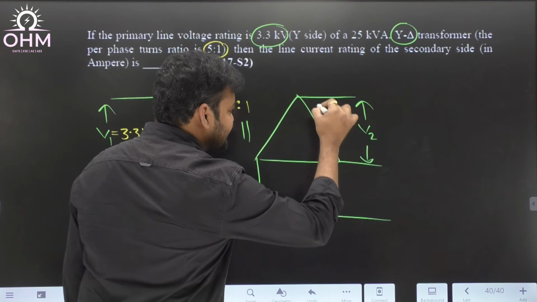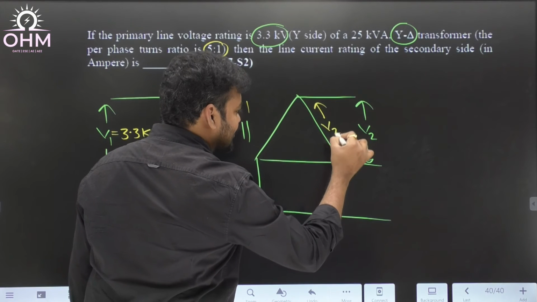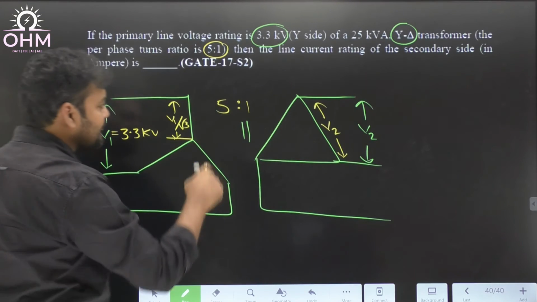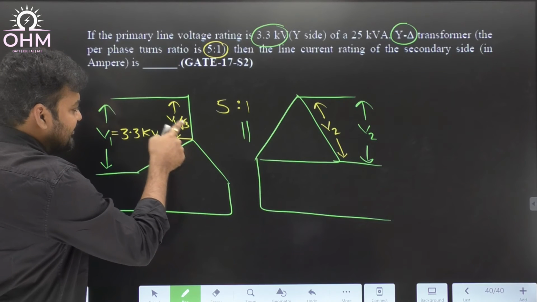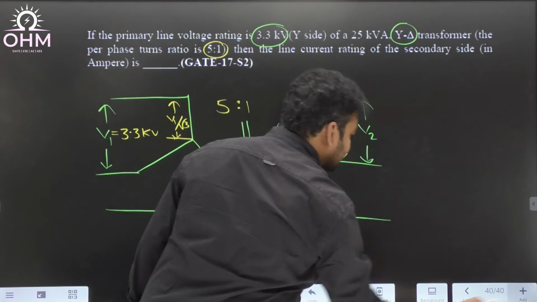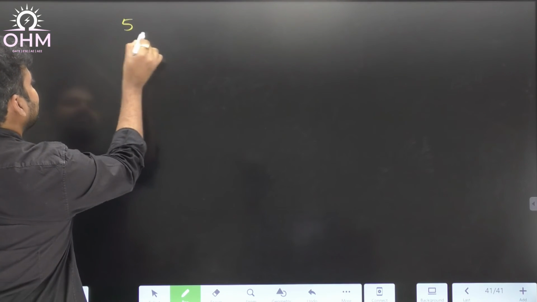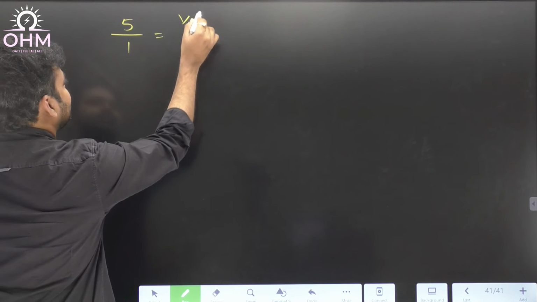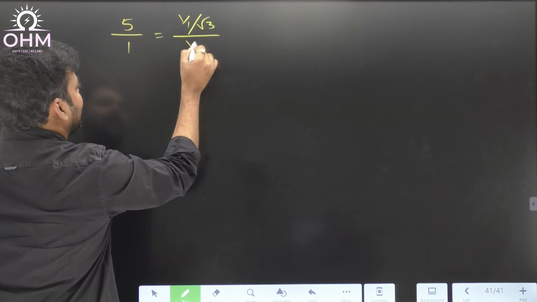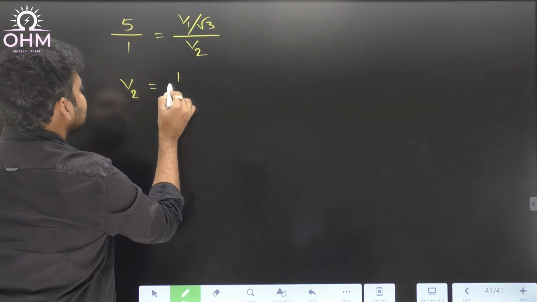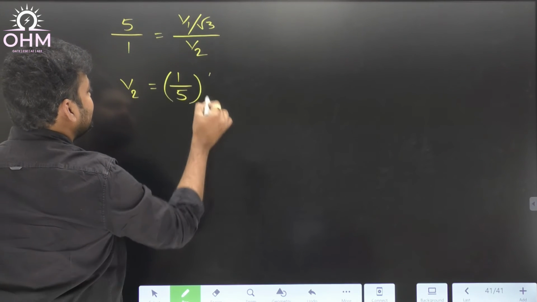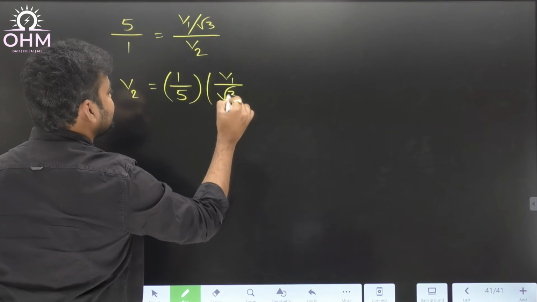Output line voltage is V2. Therefore, what is the phase voltage? Also V2 because it is delta. Therefore, 5:1 is equal to the ratio between V1 by root 3 and V2. So 5 by 1 is equal to the ratio of V1 by root 3 and V2. From this you can separate the V2 value. So that is equal to 1 by 5 into V1 by root 3.